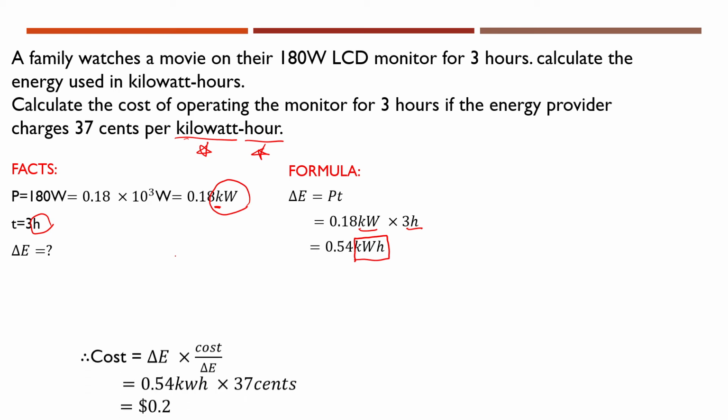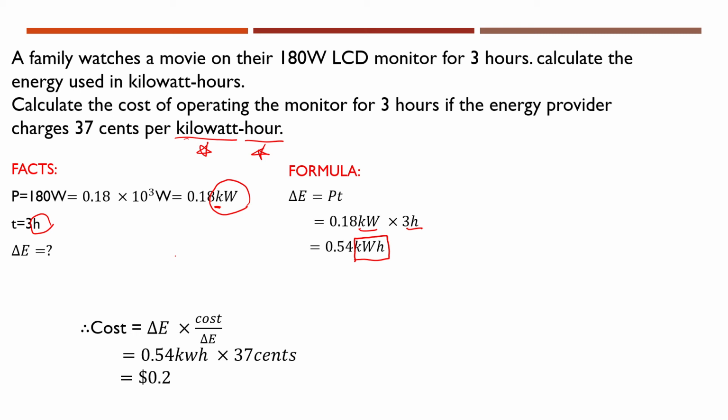So now the cost is 37 cents per 1 kilowatt hour. So they didn't use a whole 1 hour. They only used about 50%. So it's only going to be approximately half of 37 cents. And to just figure that out, you just go 0.54 kilowatt hours times 37 cents. Right, so how much energy you used and how much cost it is per energy unit. All you have to do is just times that money together.